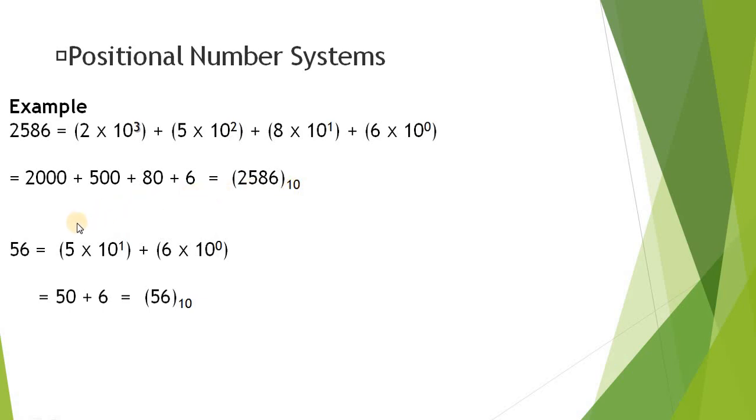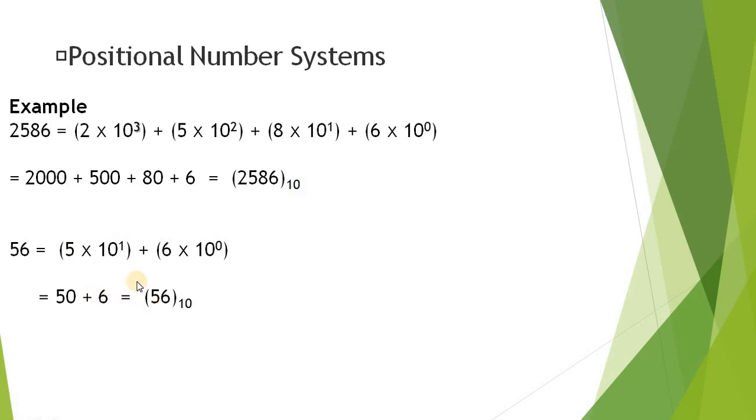Now we will take one more example, say 56. In the case of 56, we have two symbols or two digits. The rightmost digit is 6 and the next digit is 5. Now you take this 6 into 10 raised to 0, and this will be 5 into 10 raised to 1. So 10 raised to 0 is again 1, 1 into 6 is 6, then 10 raised to 1 is 10, 10 into 5 is 50. So the value of this will be 56.